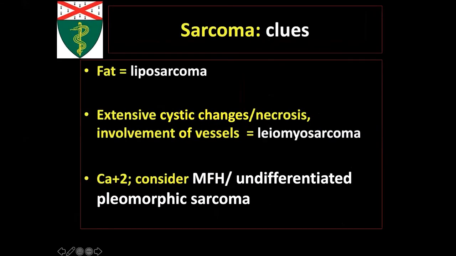And so if we review the sarcoma clues, and just to break it down very simply, if you see a retroperitoneal mass, a primary retroperitoneal mass that contains fat, it'll be a liposarcoma, and then you can look for other clues to see if you can place it within one of those histologic categories.